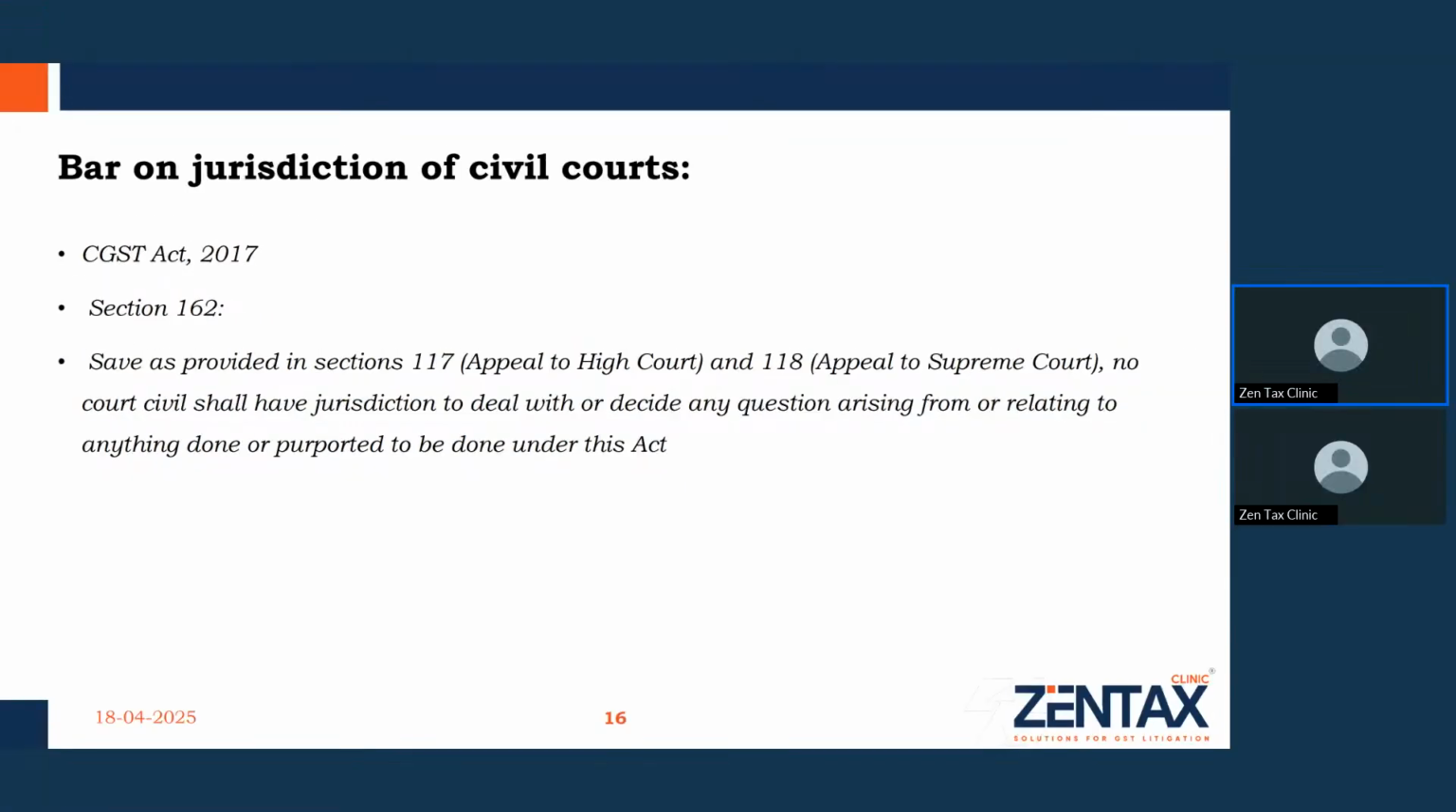Let us now continue. Bar on jurisdiction of civil courts. Section 162 of the CGST Act has provided that save as provided in Section 117, that is appeal to High Court, and 118, appeal to Supreme Court, no civil court shall have jurisdiction to deal with or decide any question arising from or relating to anything done or purported to be done under this Act. That is, the civil court does not have any power to deal with or decide any questions or cases related to the GST Act.